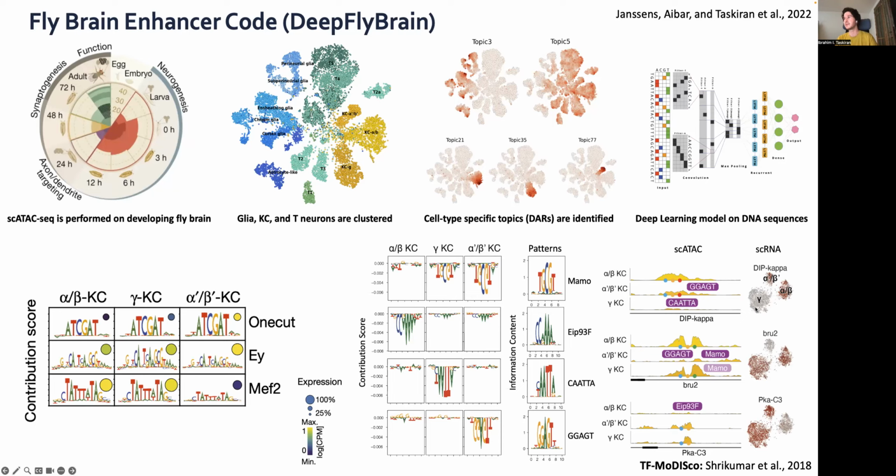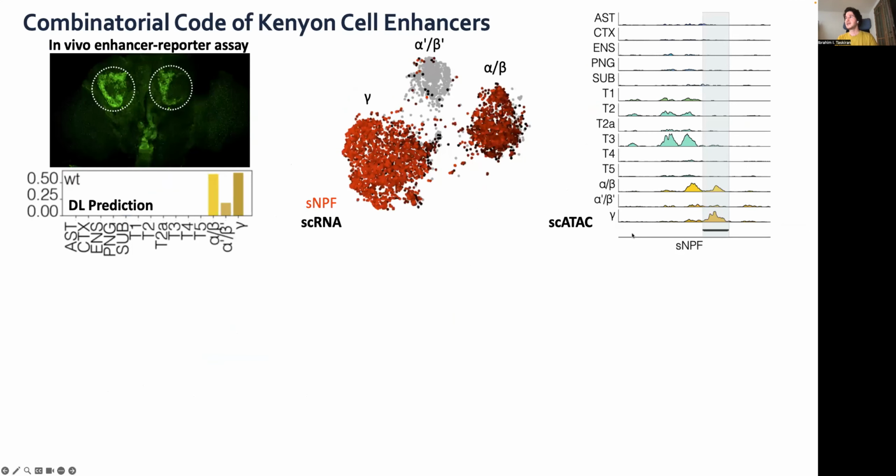I would like to give an example, it will be more clear. Here you see the sNPF gene, its enhancer is here, and it's accessible in 2 out of 3 Kenyon cell subtypes. And if you look at the single-cell RNA-seq to see the gene expression of the sNPF gene, it is expressed in those 2 subtypes. And if we create an enhancer reporter assay and test in vivo with GFP, you see that it is a Kenyon cell enhancer, as expected at its location.